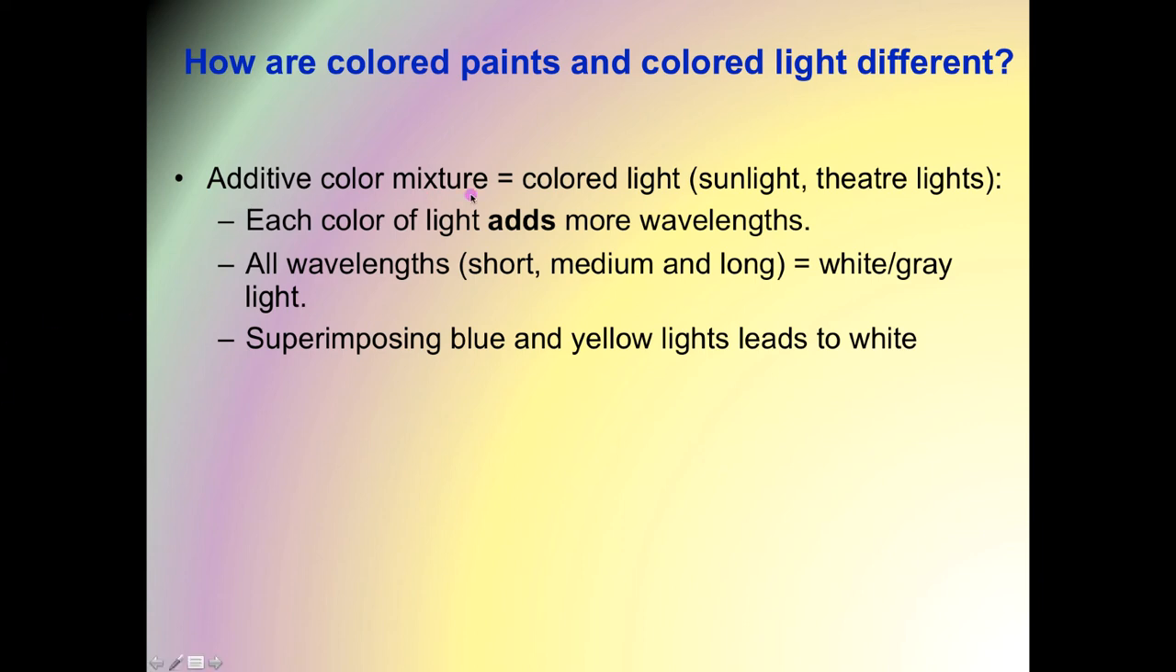It's additive because each color of light adds more wavelengths. And once you have all the different wavelengths, short, medium, and long, then we experience white, or if it's not very bright, we would experience the color gray. In addition, superimposing blue light and yellow light leads to white because together they convey short, medium, and long wavelengths.